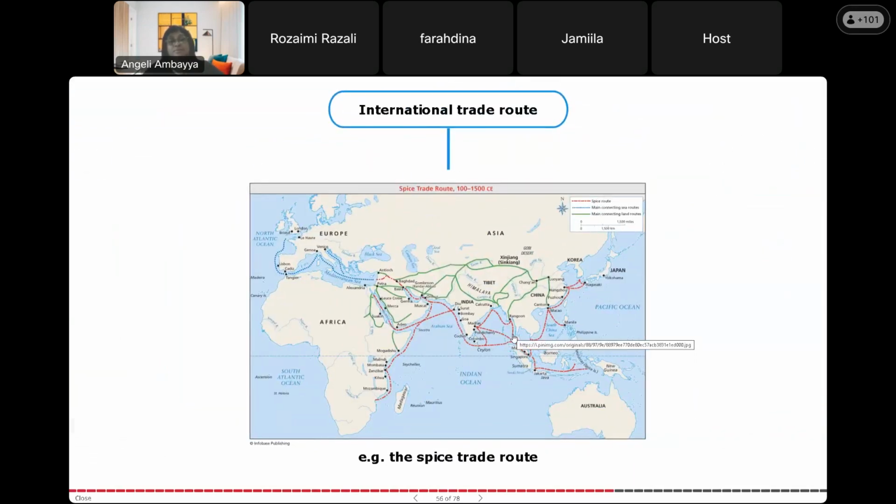The third reason is because the Arabian Peninsula or the entire Middle East region, they are involved in many international trade routes. For example, you have the spice trade route, then you have the incense trade route, then you have the silk road. These are all international trade routes that cross through Arabia.